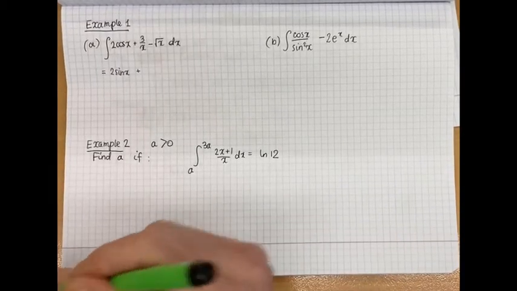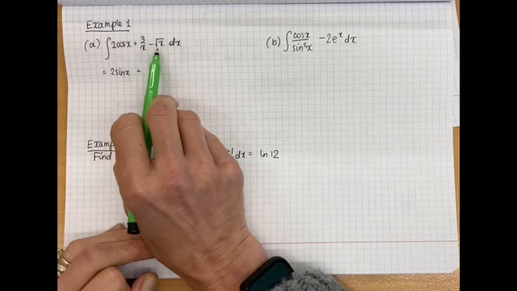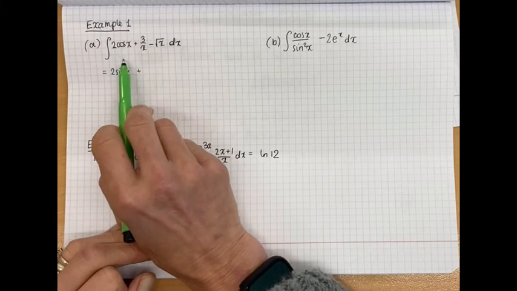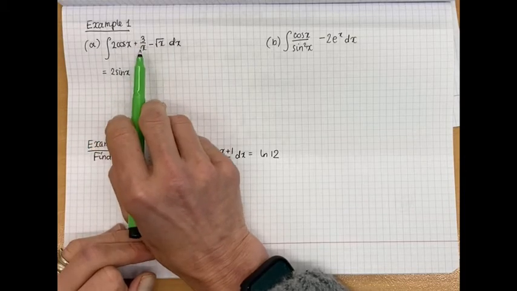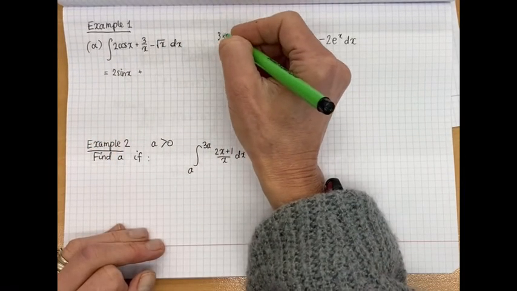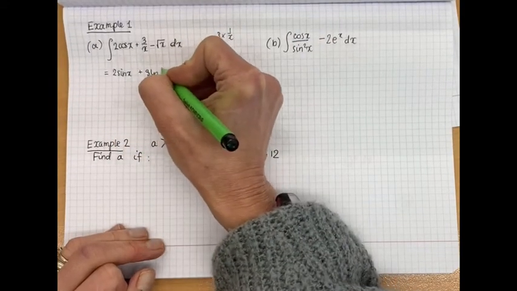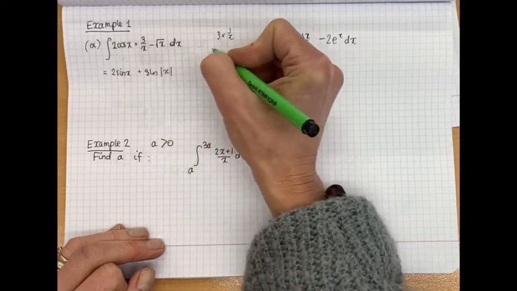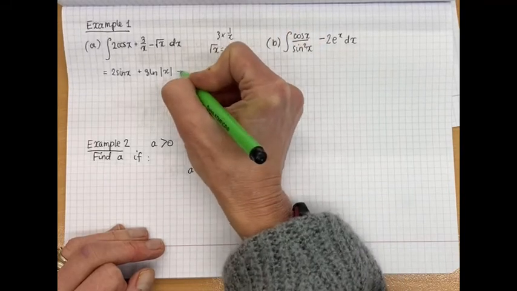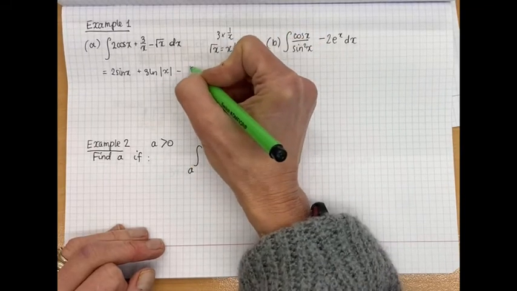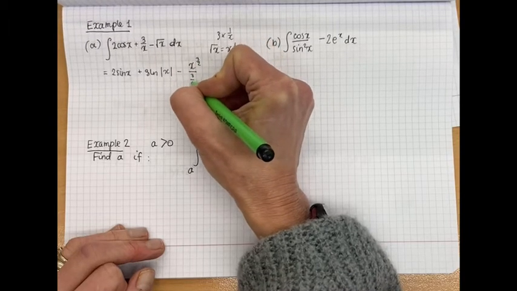Example 1, you've got to integrate 2 cos x plus 3 over x minus root x. So cos x goes to sine x, so 2 of them will go to 2 sine. 3 over x is 3 lots of 1 over x, so that will go to 3 ln modulus of x. And then square root of x is x to the power of a half. So here we're going to add 1 to the power and divide by that power. So it's x to the power of 3 over 2 divided by 3 over 2, plus c.